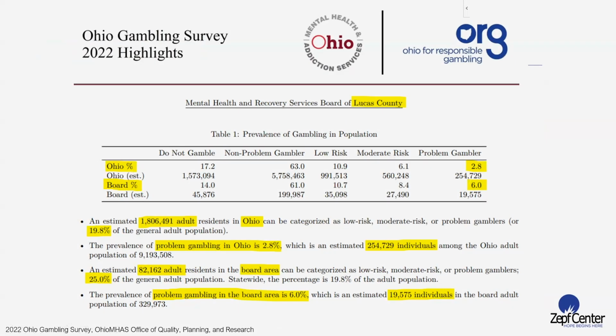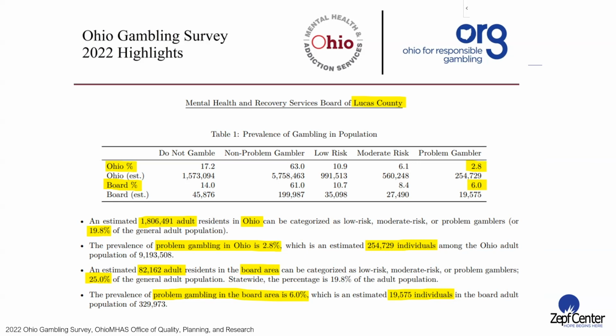So those are just some videos for you to see the helpline. And now we're going to move into the next objective, which was giving you some data. This is recent data from 2022, the Ohio Gambling Survey, which I believe is done every 5 years. So this was 2022's findings from the gambling survey. What I've given you here is data for Lucas County because Zepf Center is in Lucas County, and I thought that would be more applicable.